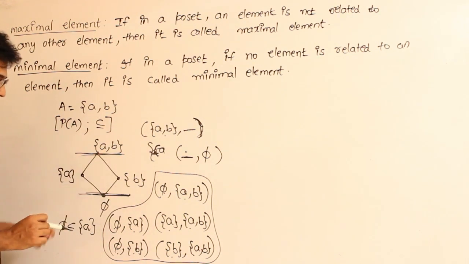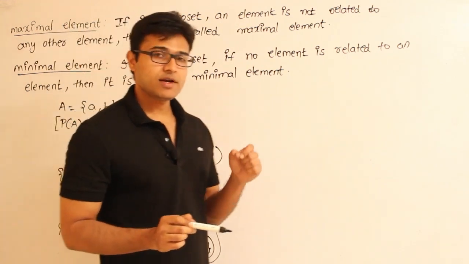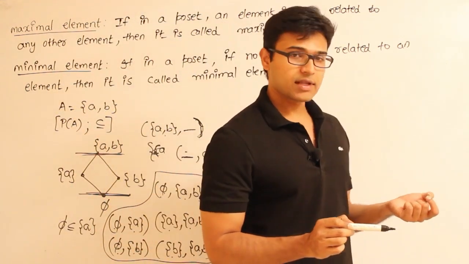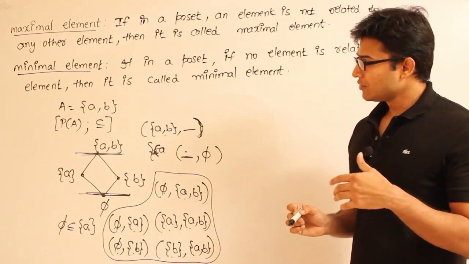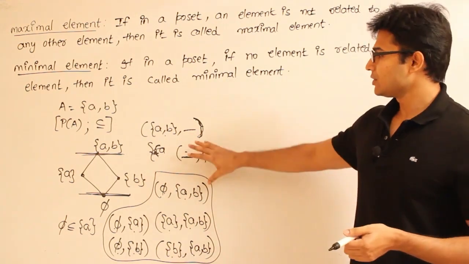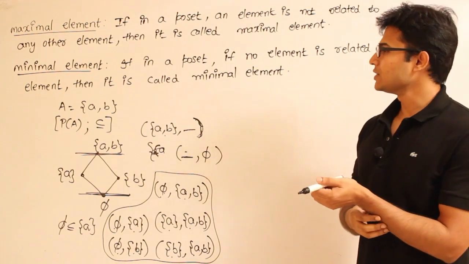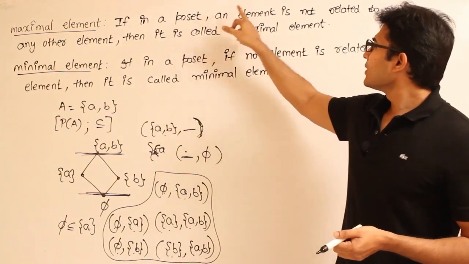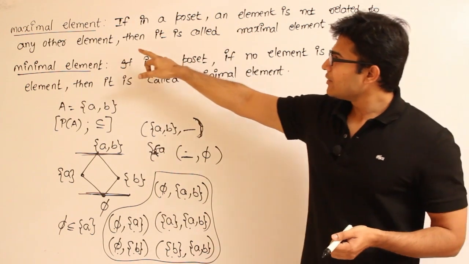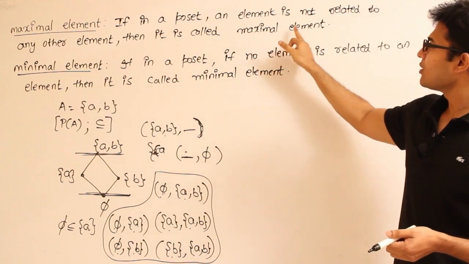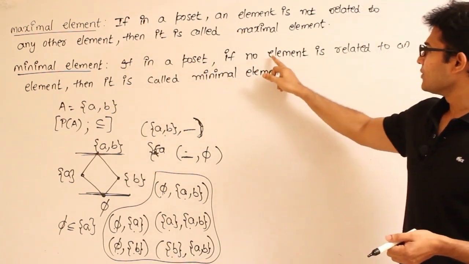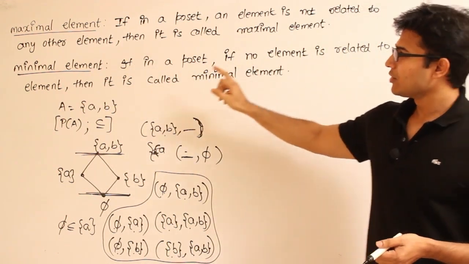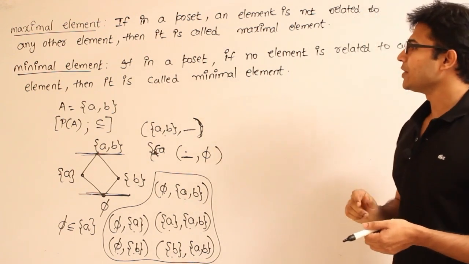Now we have already seen something called upper bound and lower bound. How is it different from minimal and maximal? I'll give you one more example. Let's see the definition first and then I'll get back to this. If in a poset an element is not related to any other element, then it is called a maximal element. If in a poset no element is related to an element, then it is called a minimal element.